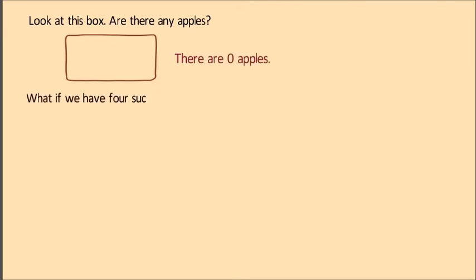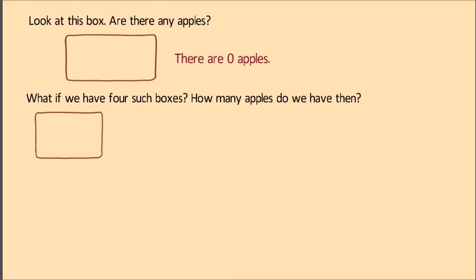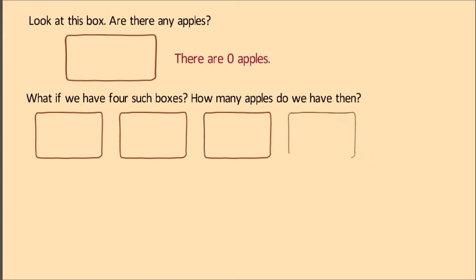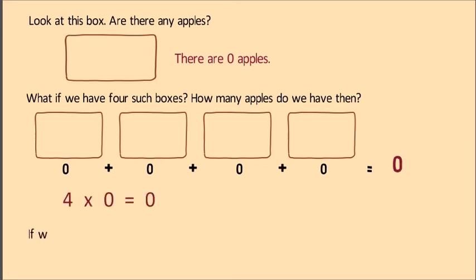Look at this box. Are there any apples? There are 0 apples. What if we have 4 such boxes? How many apples do we have then? Four times 0 equals 0. If we multiply anything by 0, the answer is still 0.